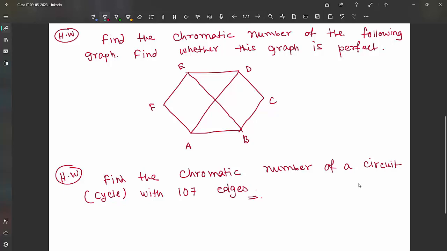2. Obvious. 2 is the answer. Because cycle or circuit 107 edges means it has 107 number of vertices, and it is odd number, so obviously chromatic number will be always 2.